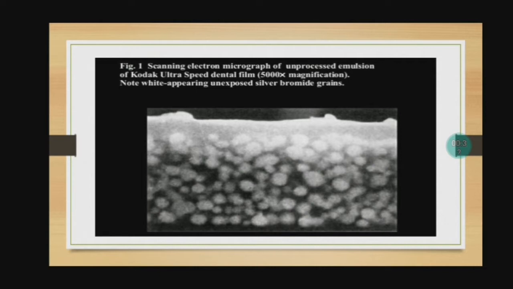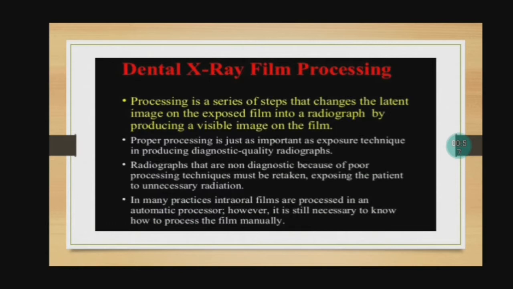Figure 1. This image is a scanning electron micrograph of unprocessed emulsion of Kodak Ultra-speed dental film. It has a 500 times magnification. So note the white appearing unexposed silver bromide grains.